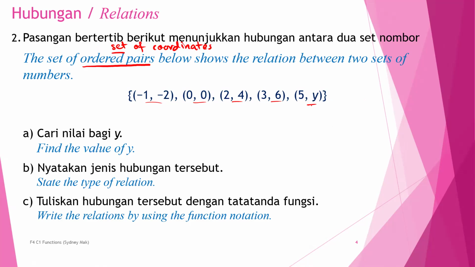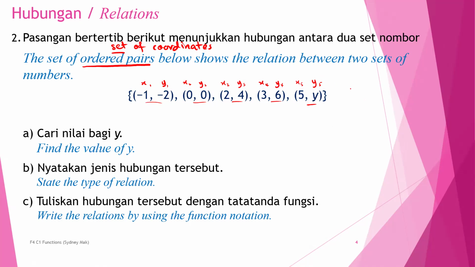Okay? Now, next, let's find the value of y. So how do I know what y is? Now, you look at all the x values and the y values here. This is x1, y1. This is x2, y2, x3, y3, x4, y4, x5, y5. Then you see x and y, how are they related?